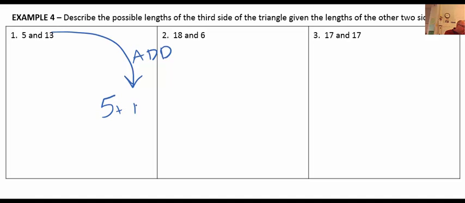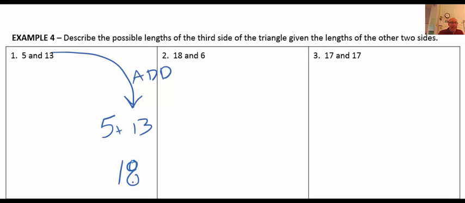we will see that we have an answer of 18. What that is telling us is if we have any side bigger than 18, our two current sides won't be big enough to overcome them and we won't have a triangle anymore.